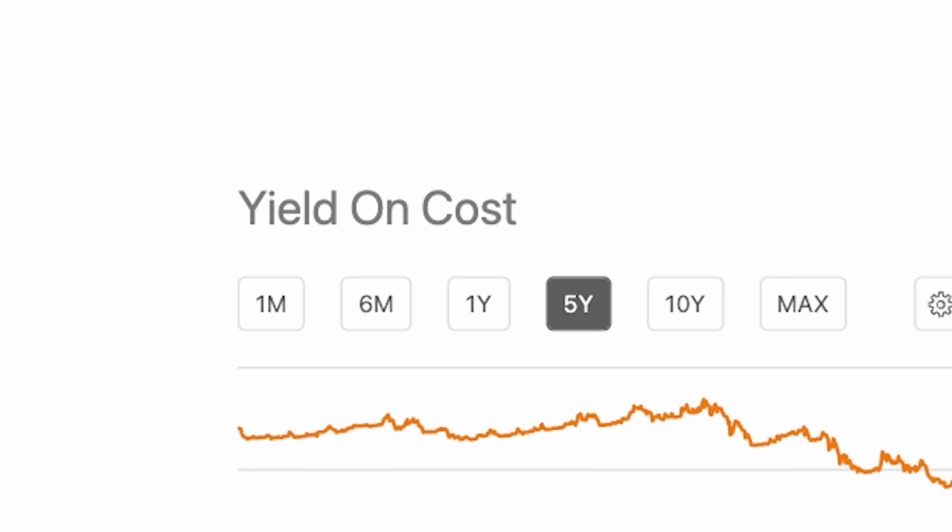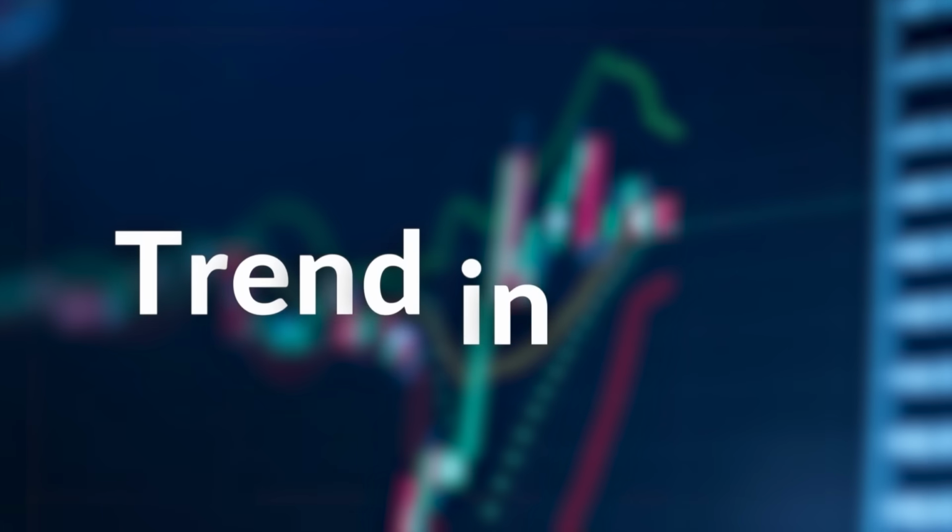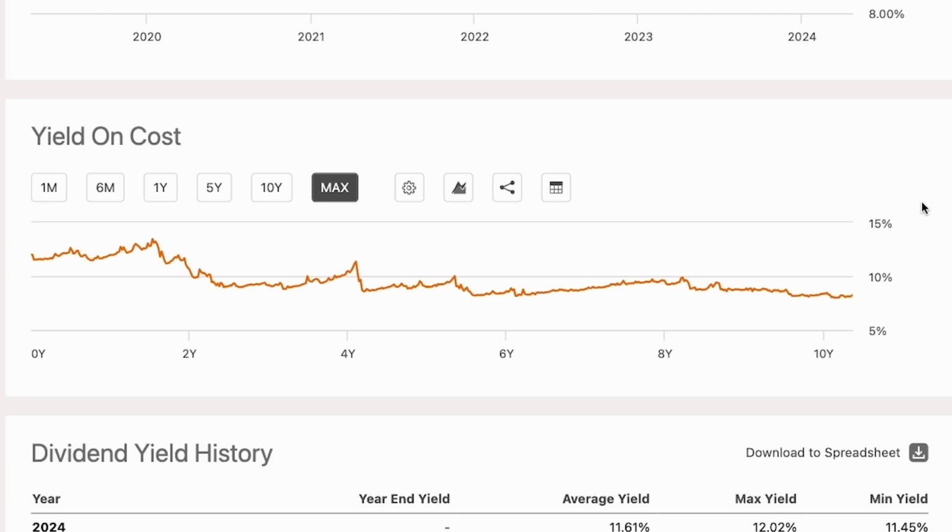And this is the yield on cost chart. The yield on cost chart is a graphical representation that shows the yield an investor is receiving on their original investment. And in this chart, you're getting two very important pieces of information: the change in dividend yield and the trend in net asset value. So let me explain. Let's take a look at the right side of this chart.